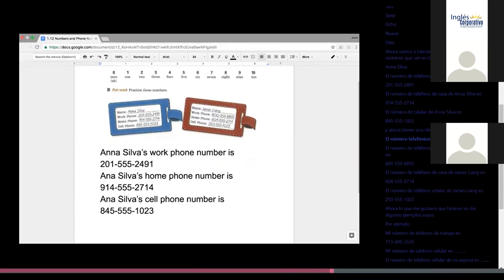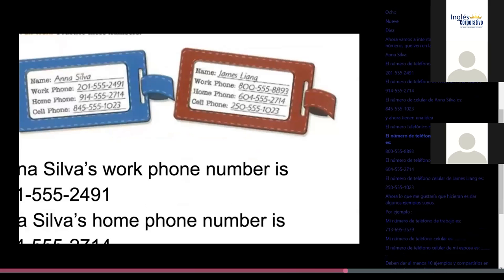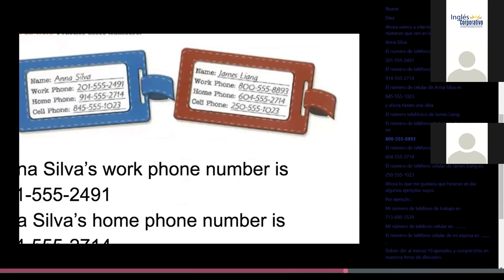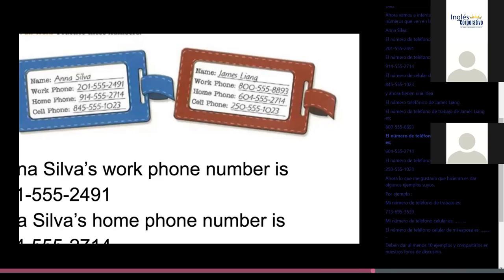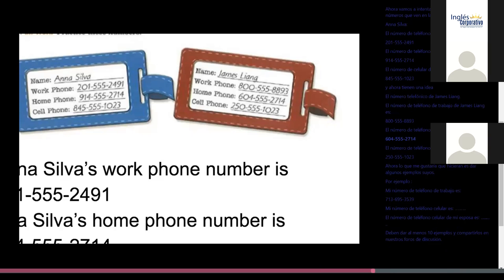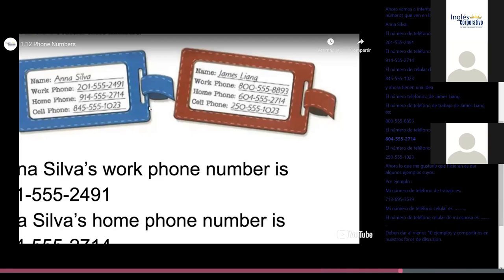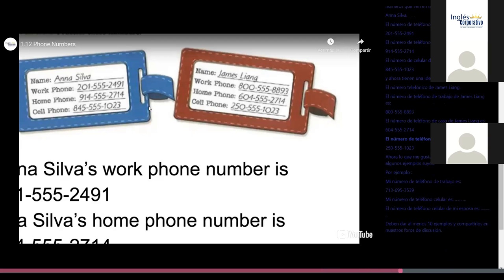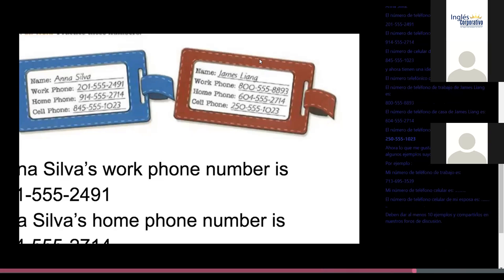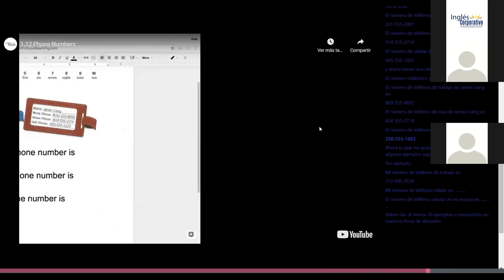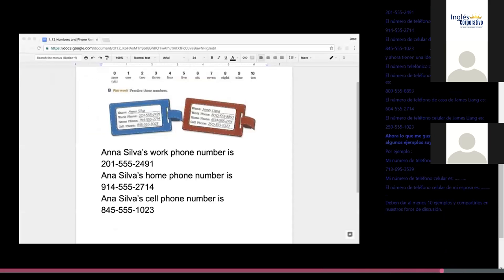James Lang phone number. James Lang work phone number is 800-555-8893. James Lang home phone number is 604-555-2714. James Lang's cell phone number is 250-555-1023.